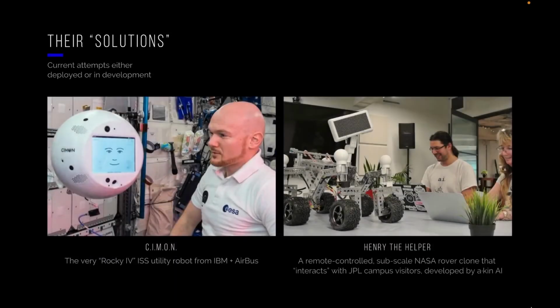And these are the solutions. I mean, obviously, with any product ever, you have to assess what's out there, and this isn't necessarily a market, but this is what I guess one would call competition or other efforts. So, as you can see, one's a rover with Henry the Helper, developed by Akin AI. I believe they're an Australian-based company. And then you have Simon from IBM and Airbus, which very much looks like it's from IBM and Airbus.